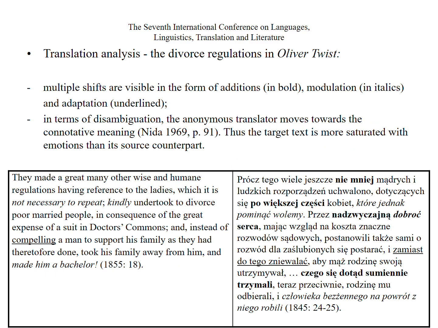Translation analysis. The first sample concerns the divorce regulations in Oliver Twist. In the target version, we can see multiple shifts in the form of additions that are marked in bold, modulation marked in italics, and adaptation underlined. Additions seem to dominate in this specific sample, as a result of which the target text seems more inclined towards connotative meaning, seems more emotional compared with its source counterpart.